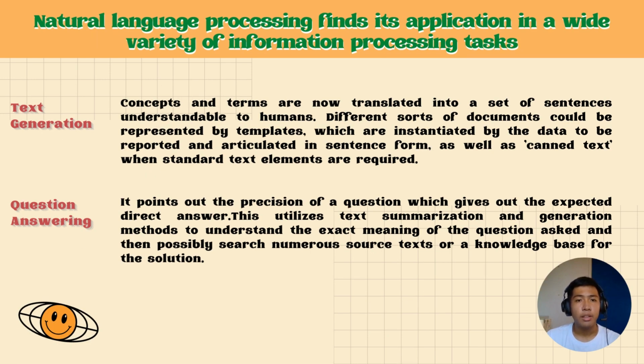In text generation, concepts and terms are translated into a set of sentences understandable to humans. Different sorts of documents could be represented by templates which are instantiated by the data to be reported and articulated in sentence form, as well as canned text when standard text elements are required. Lastly, in question answering, the precision of a question gives the expected direct answer. This utilizes text summarization and generation methods to understand the exact meaning of the question asked and then possibly search numerous source texts or a knowledge base for the solution.